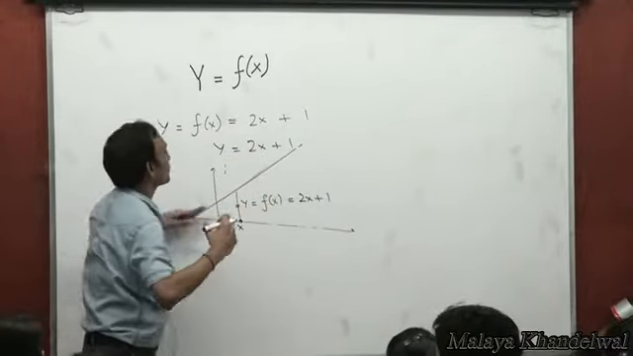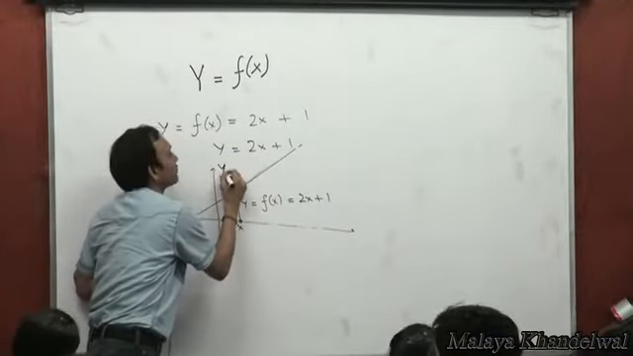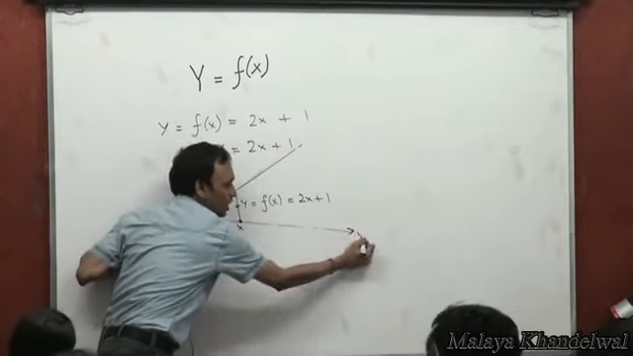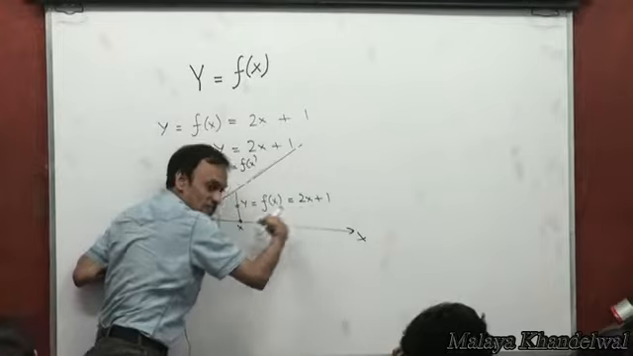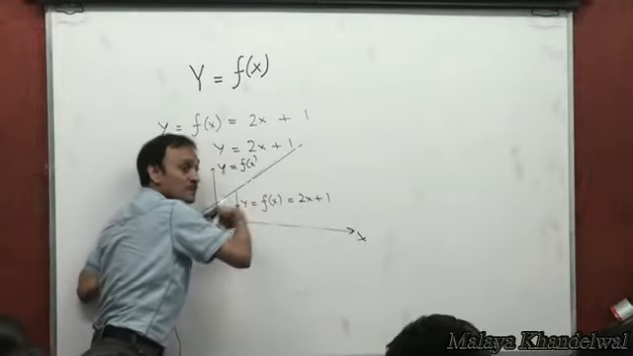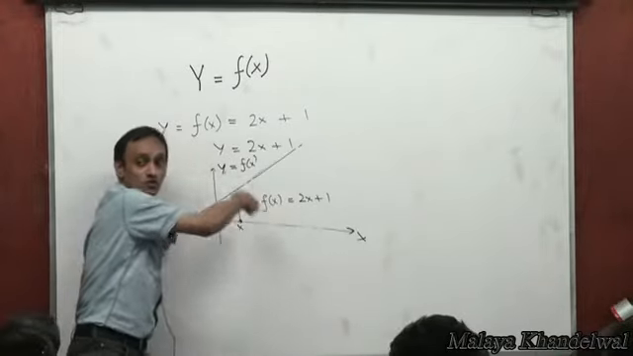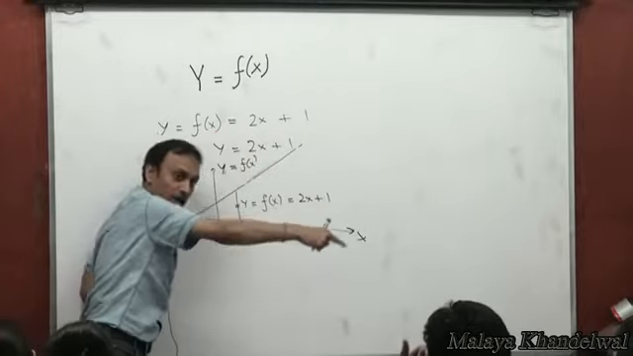So this was the graph of y versus x. This was the plot of y, which is a function of x, versus x. This was the variation of y with x. Clear?